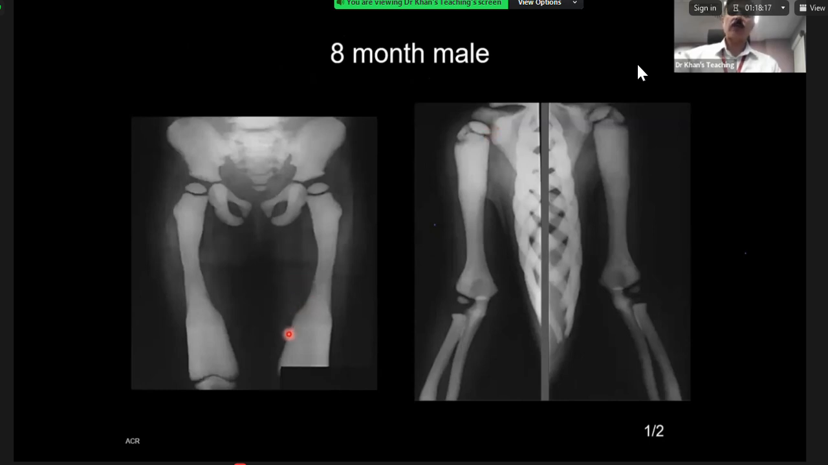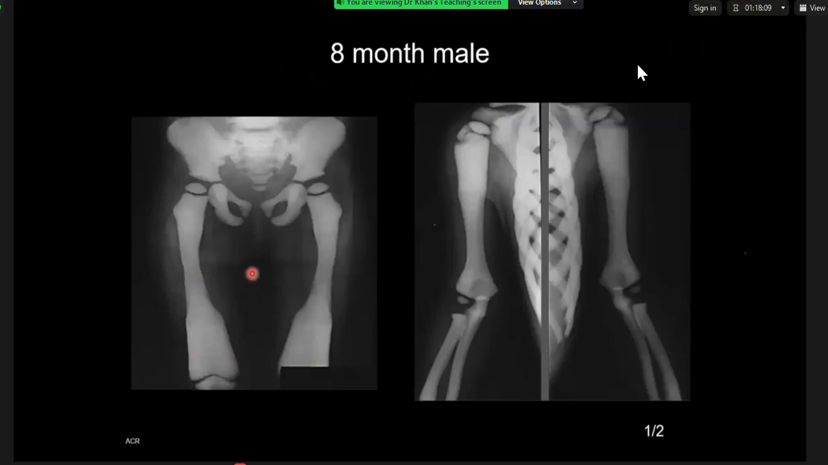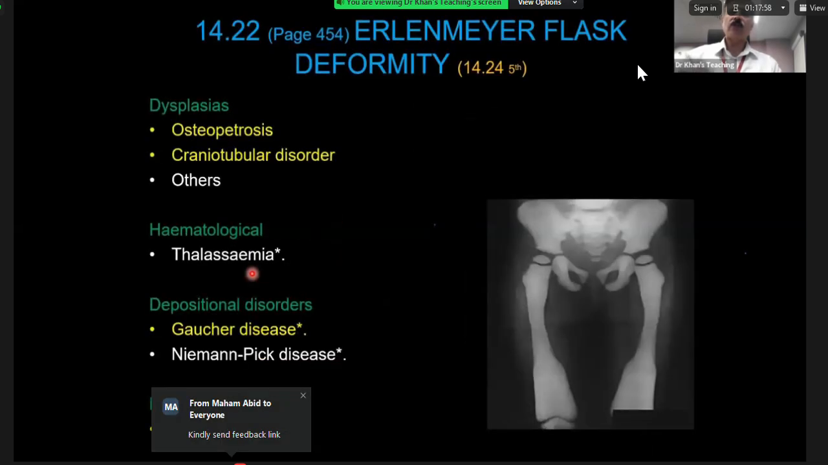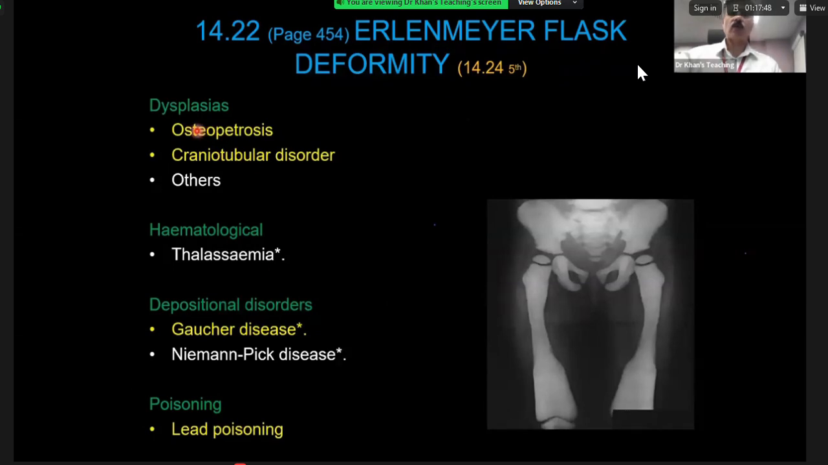Can you just describe to me how you will describe this? It's flask shaped. Excellent. So this flask shape means that there is an issue with modeling of the femur, remodeling. And there is a differential diagnosis for this, the Erlenmeyer flask deformity. You have to remember these because they can also come in the exam. Osteopetrosis is one of them. Thalassemia, Gaucher's, and lead poisoning are the others.